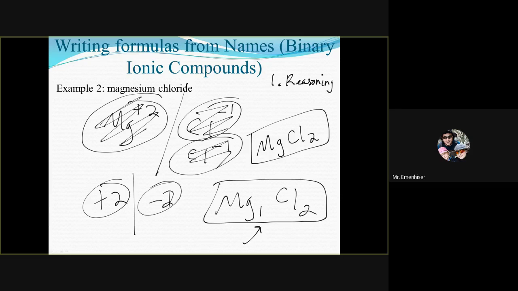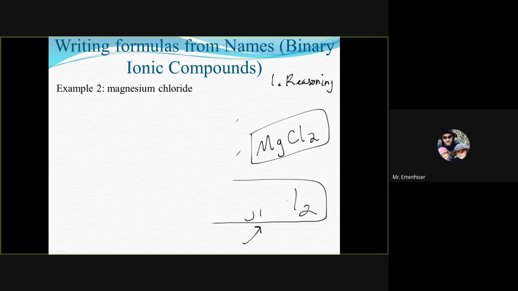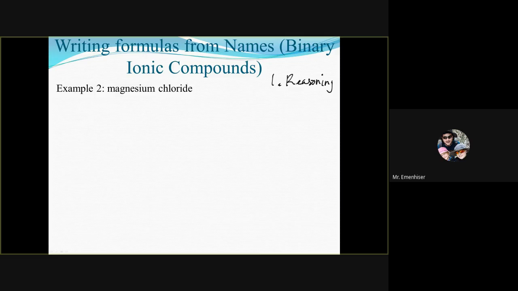Let me show you another way to do this one, and it's called crossing the charges. It's not really necessary for this problem specifically, but we'll try it. So crossing the charges. So what I do is I write Mg plus 2, and then I write Cl minus 1. What I do is I take the letters, not the charges, and I write them, and I leave a little space here.